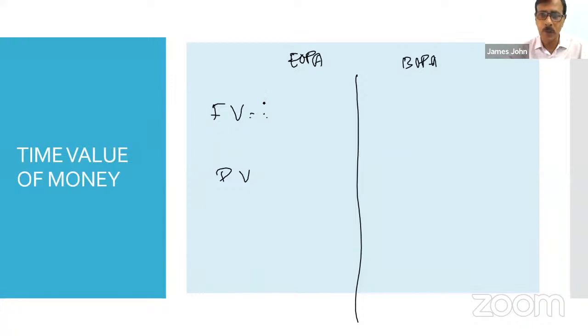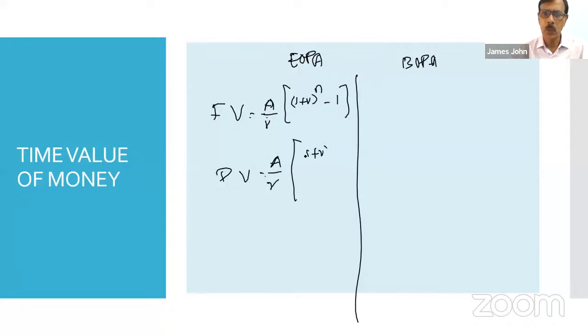Here, what is the future value? The formula is A by R into (1 plus R) the whole raised to n minus 1. And present value is A by R into (1 plus R) the whole raised to n minus 1, by (1 plus R) the whole raised to n.